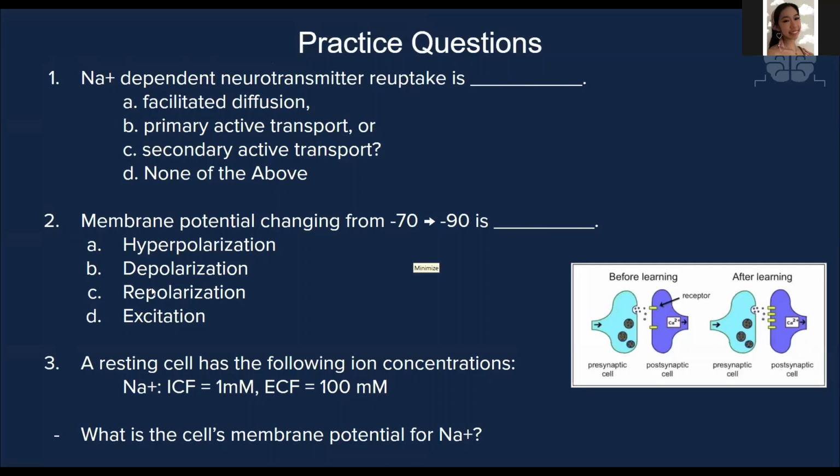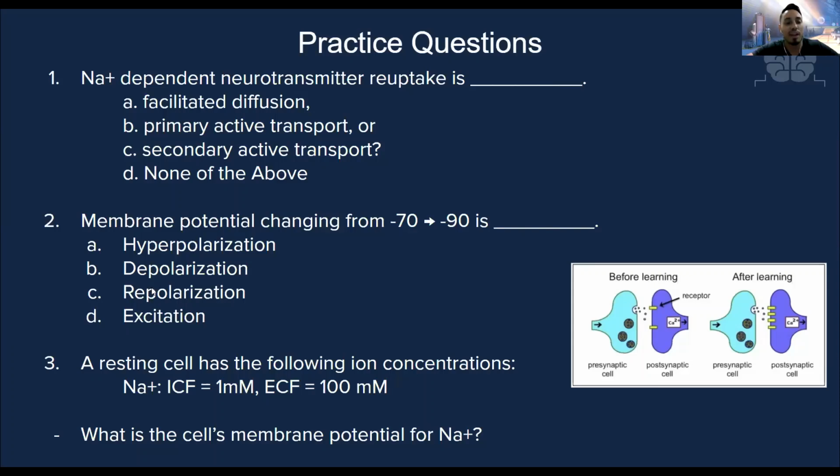Because maybe it's facilitated diffusion. Facilitated diffusion, you think? Because Na+ wants to go in, but it's taking along the neurotransmitter with it. So it doesn't require ATP, so it's not active. Okay. But I don't know if that counts as facilitated diffusion.